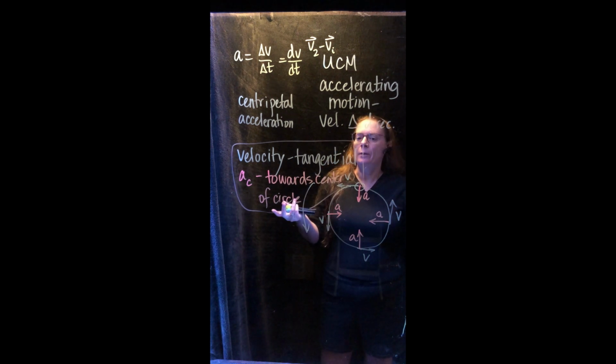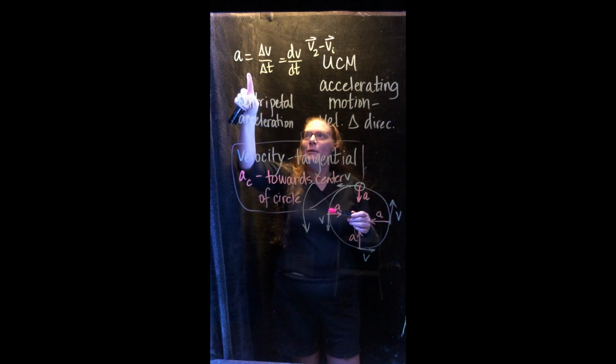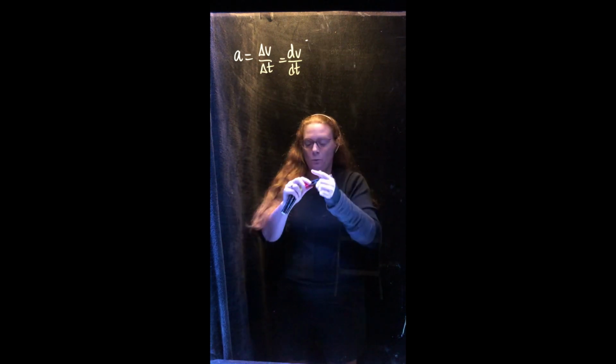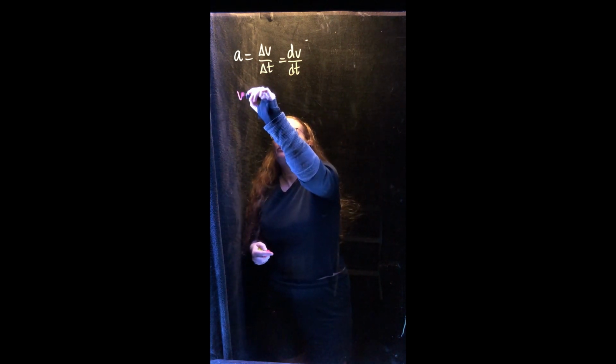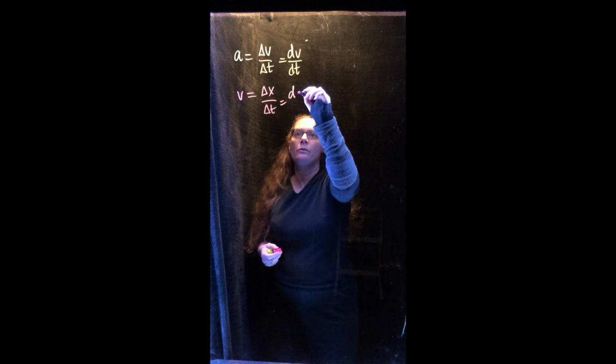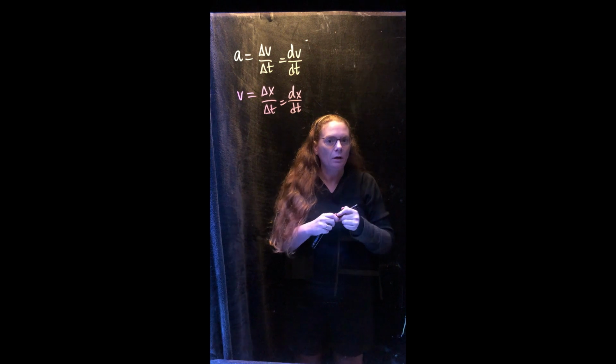Well, let's think about some other things. What else can we figure out about circular motion? We talk about velocity, but what does velocity mean in a circle? Well, we need to go back to the definition of velocity, just like we went to the definition of acceleration here. What is the definition of velocity? Well, velocity we define as the change in position over change in time, or the derivative of the position with respect to time. So let's think about what that would mean in a circle.